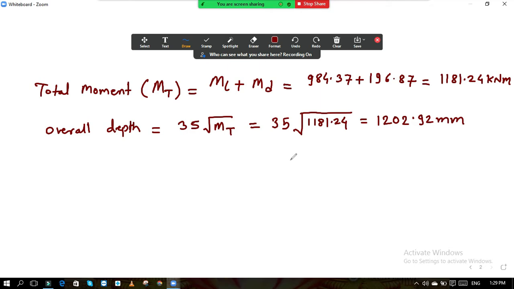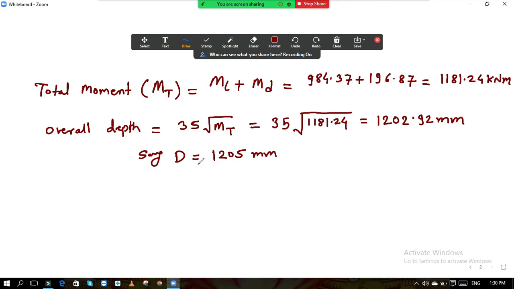Okay. So for a round up, we should round up to the higher side. So we will take the depth d is equal to 1205 mm. We will take the depth as 1205 mm. So this is the overall depth of our I section.